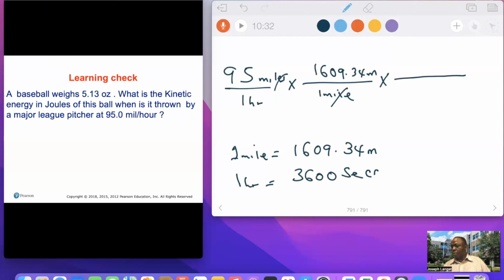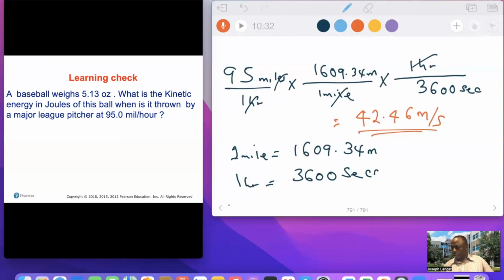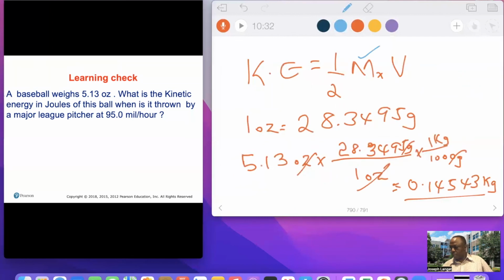So we want to get rid of the hour here, and we have our units. This will be 42.46. So now from here, we know this as well. We need to, this is a square, by the way. Yeah, that should be squared.